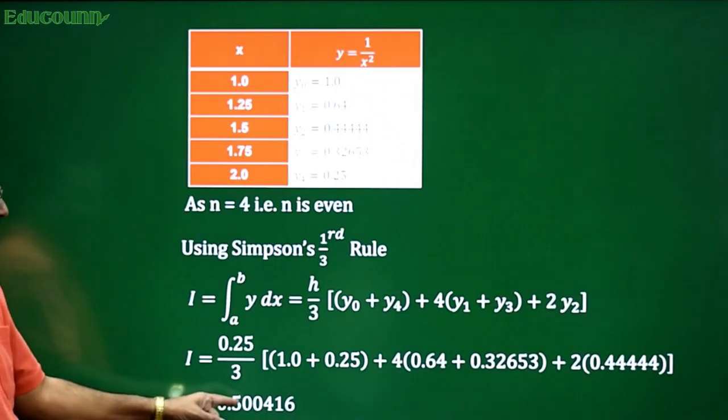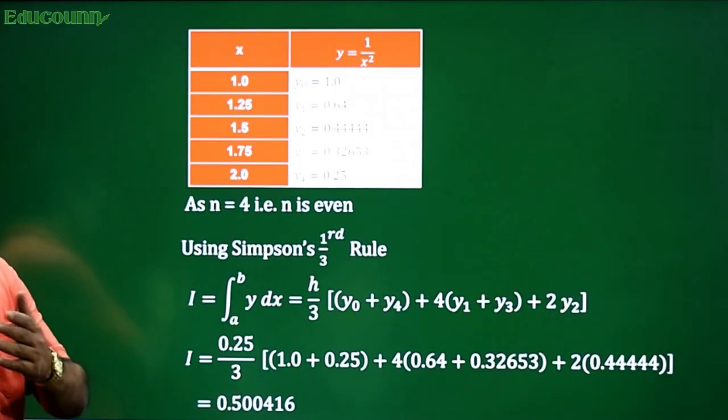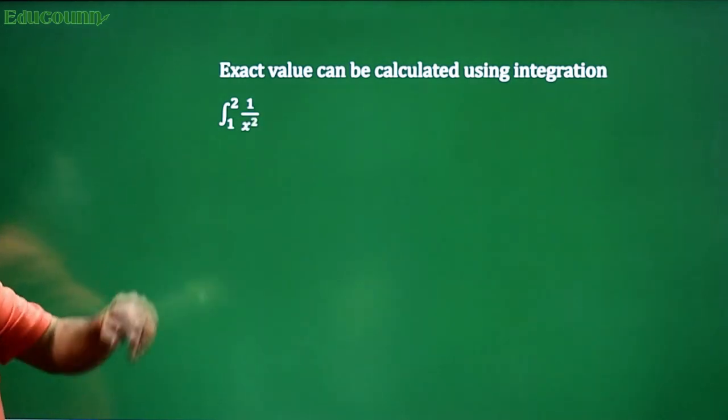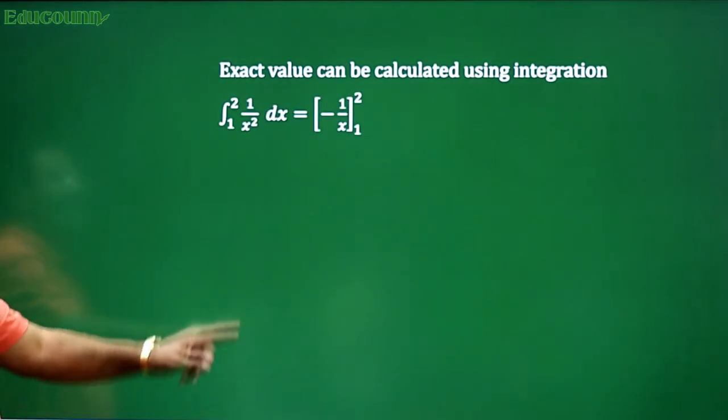Exact value 0.500416. Now we'll see what is the value which can be calculated using the direct integration. So here the exact value is given by the integration of 1 upon x square.